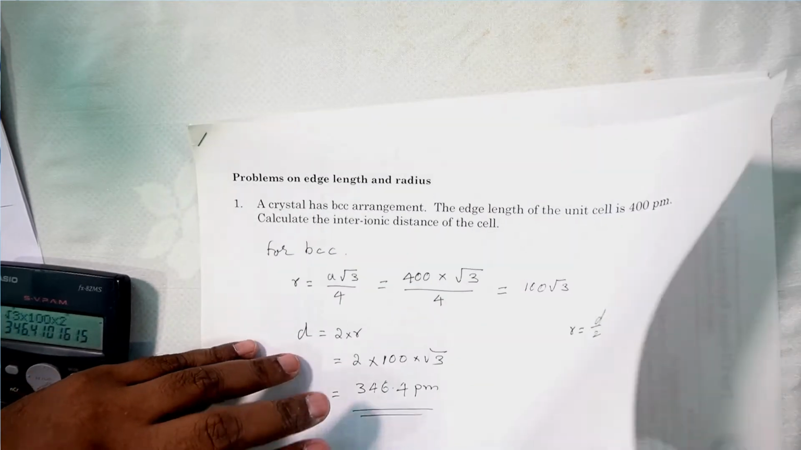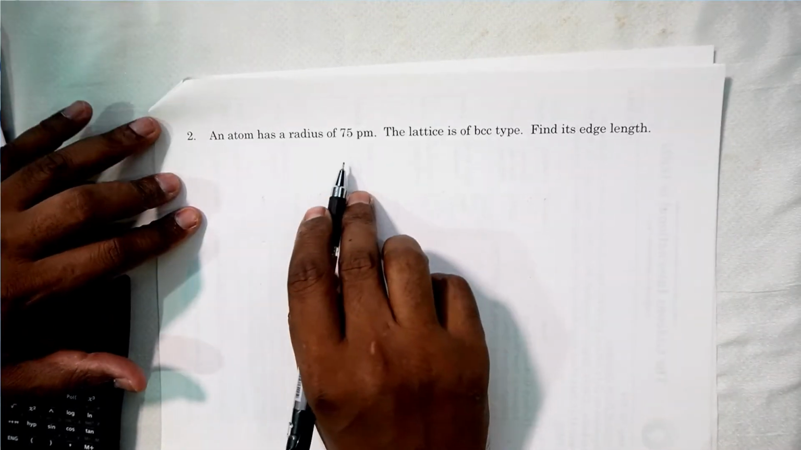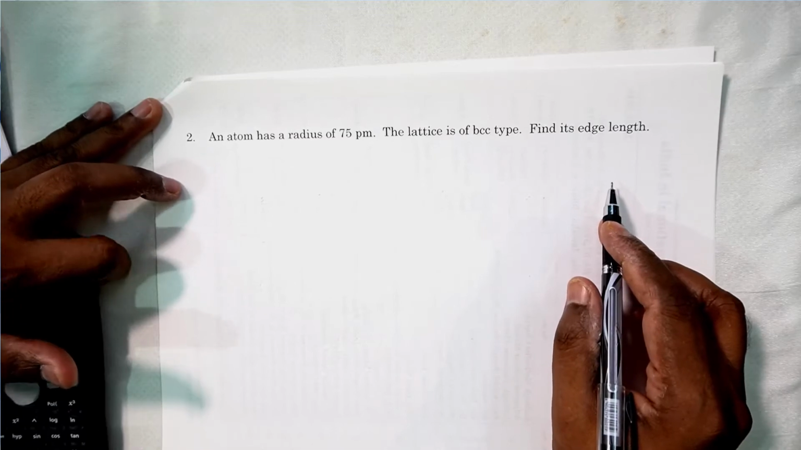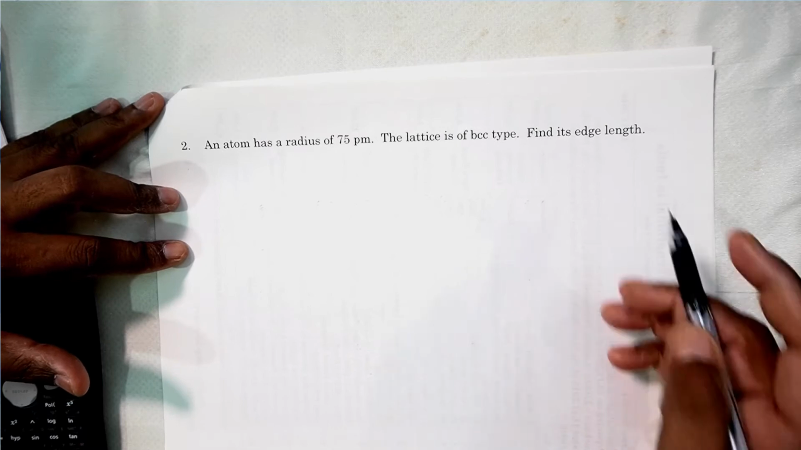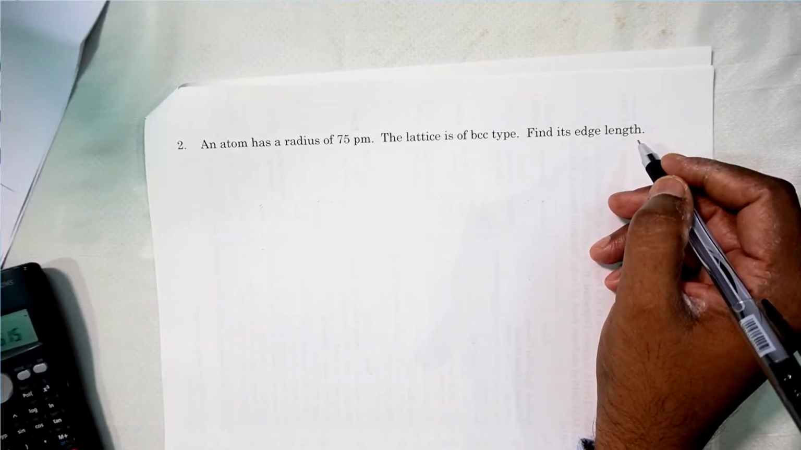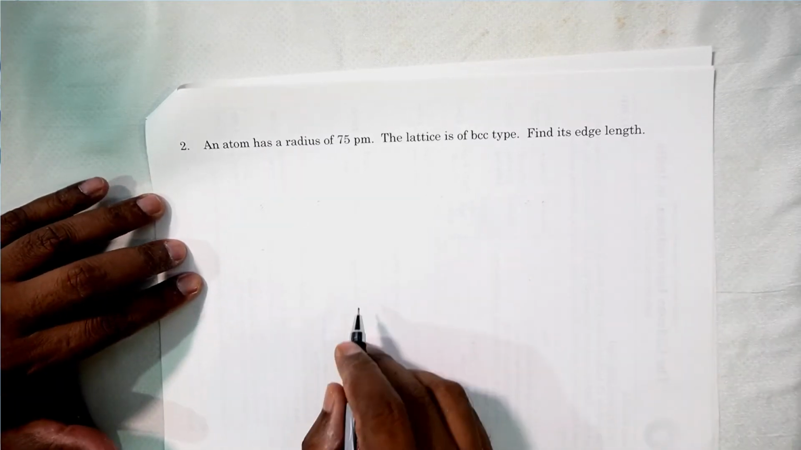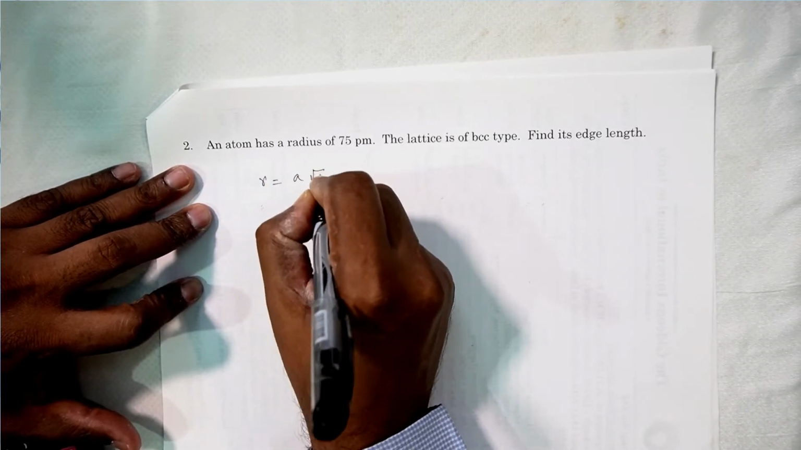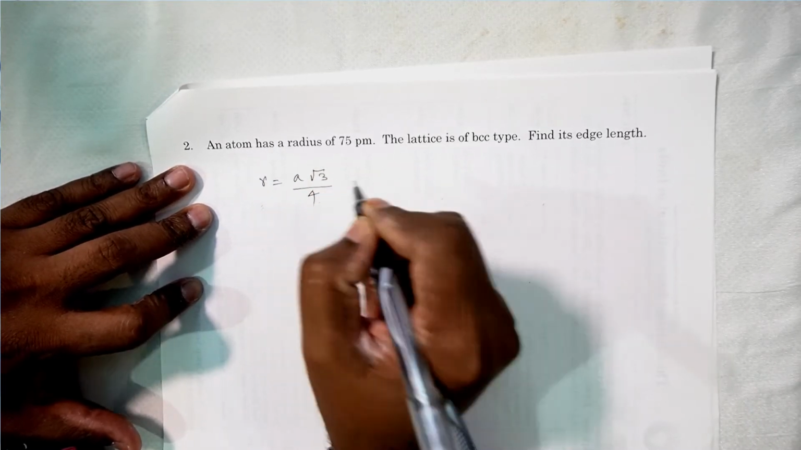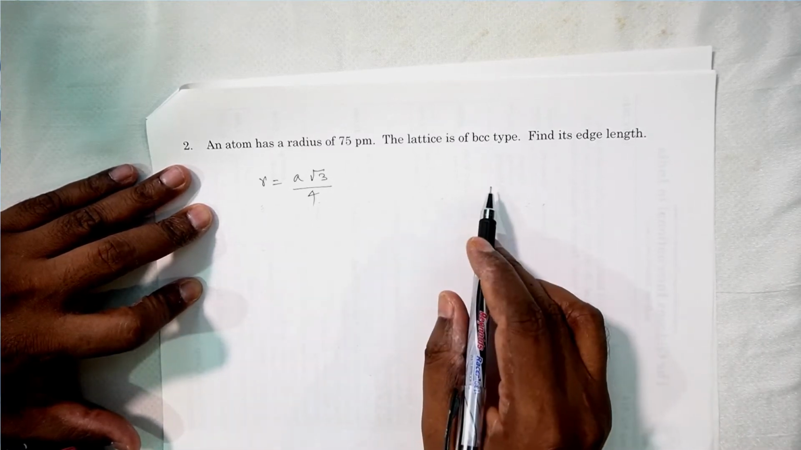Now the second question. An atom has a radius of 75 picometers. The lattice is of BCC type. Find its edge length. So the crystal is again BCC. So what is the formula for BCC? R is equal to A root 3 upon 4. This is the formula for radius for a BCC crystal.